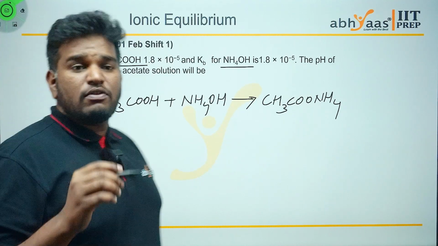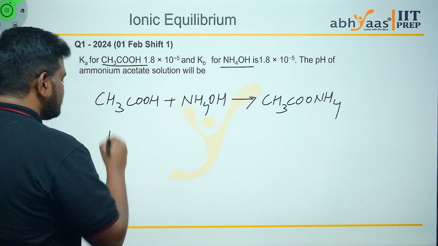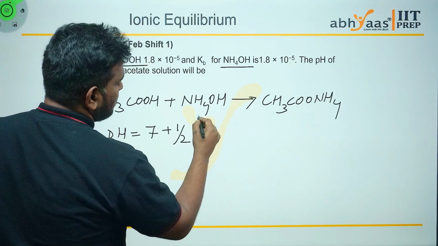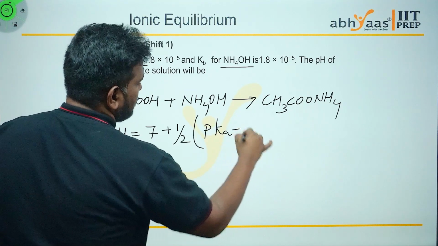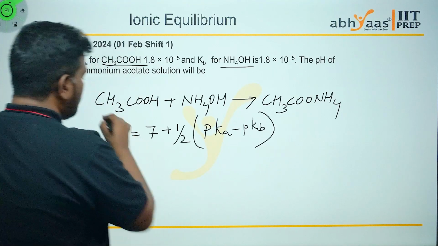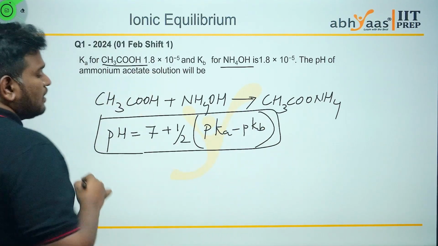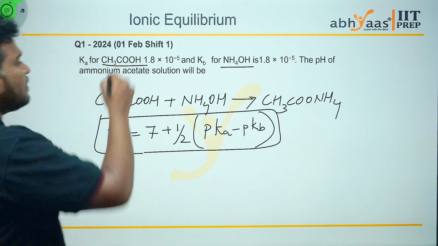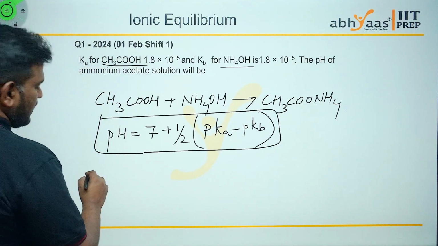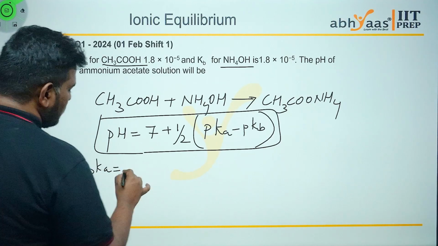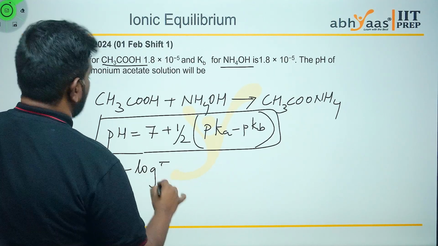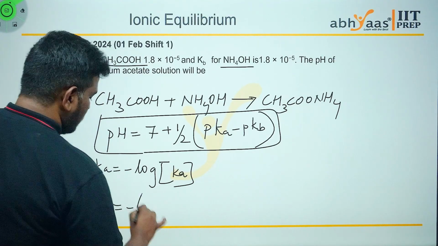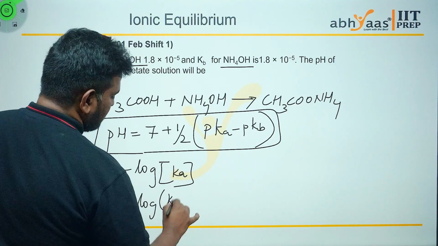For finding out the value of pH, we have the formula pH is equal to 7 plus 1 by 2 of (pKa minus pKb). So I hope you remember this particular formula. If you know pKa and pKb value, we can find out the pH value. We know that pKa is equal to minus log of Ka, and pKb is the same, minus log of Kb.